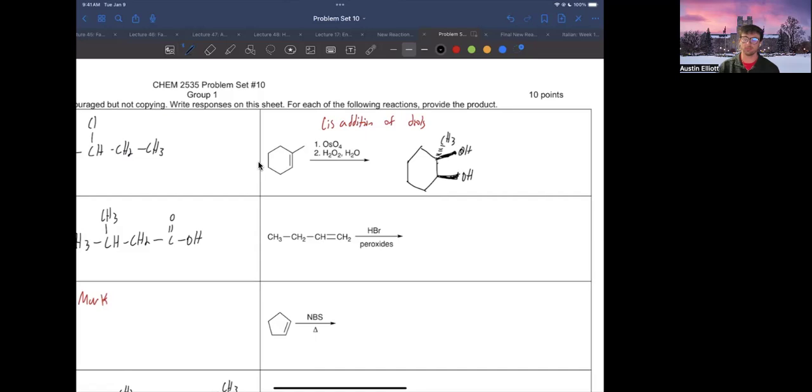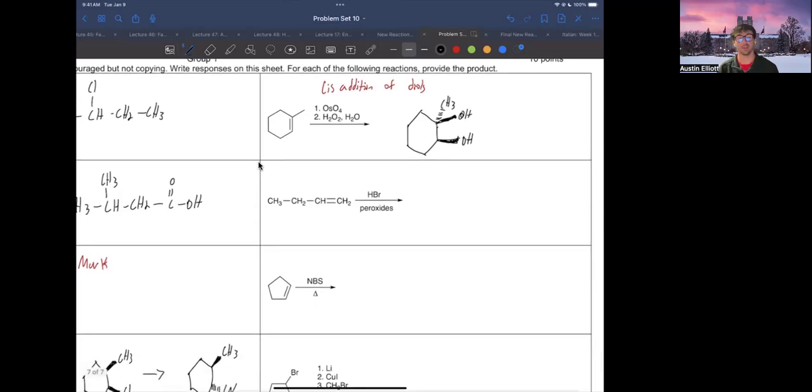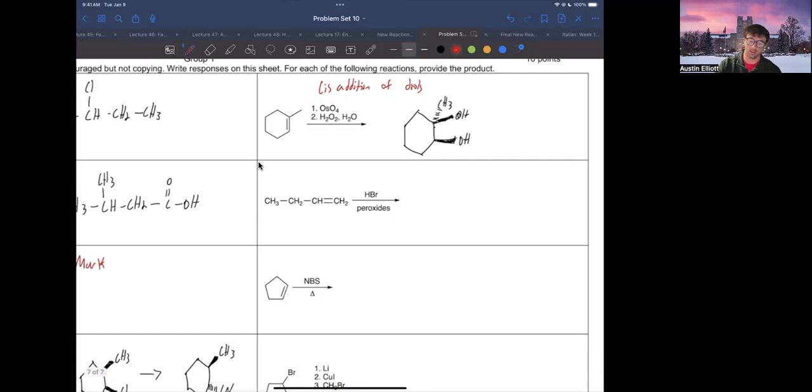So moving on to the next one, we have another HBr reaction. I didn't really mention this one in the notes, I don't think, but HBr and peroxides can also be written out as ROOR, kind of like that. But you'll probably see it written out with the word peroxides. So usually HBr is a Markovnikov addition reaction, but with peroxides, it switches and becomes anti-Markovnikov.